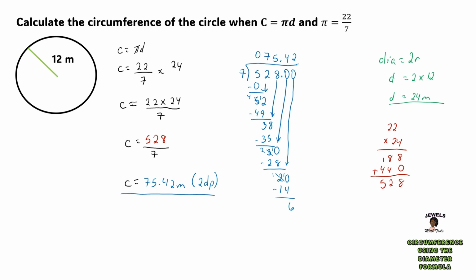Okay, so there you have it. We just calculated the circumference of our circle using the diameter formula when we were given the radius, and our pi is equal to 22/7. Remember that for these types of questions, there are a lot of rules that you will have to apply, including changing your radius to your diameter and then going through the regular steps to calculate your circumference. But as always, practice makes perfect.